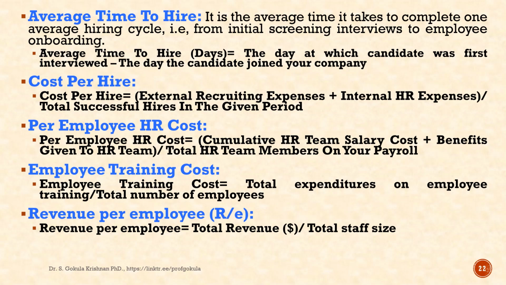Average time to hire. Okay, how long you are taking to hire per candidate or per employee. Cost per hire. This will tell you how effective your hires are, for HR as well as the employees. Cost per hire is the external recruiting expenses plus internal HR expenses, which will lead to the total successful hires in a given period. So that is very important.